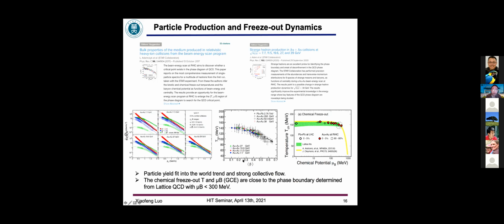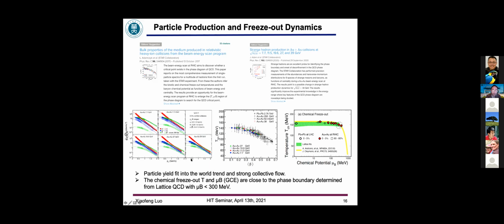So in the following, I will discuss the physics results from the beam scan, mainly focusing on the high order fluctuations. Before that, I will describe some basic measurements: particle production and freeze-out dynamics. We have published two spectra papers from beam scan 1: one is the light flavor particle paper and the other is the strange hadron production paper.